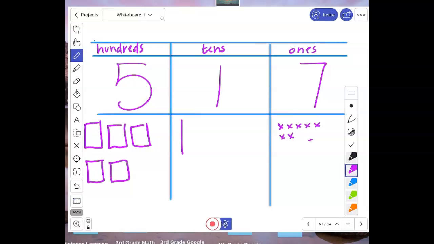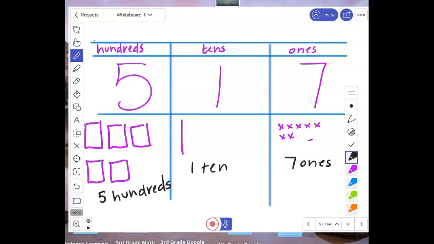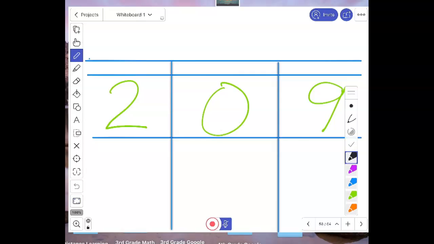So this would be 7 ones, 110, and 5 hundreds. Another way to look at that is to say that I have 500, I have 10 and I have 7. Okay? So that's kind of basic review from second grade. Let's do one more of those.